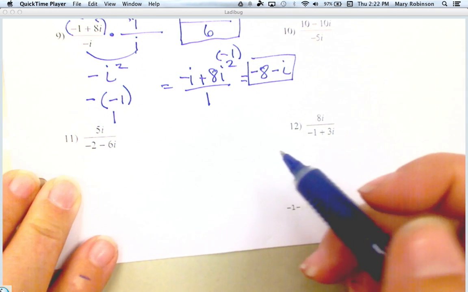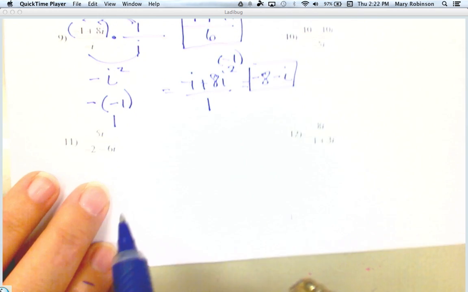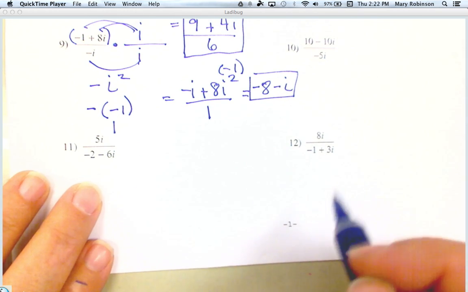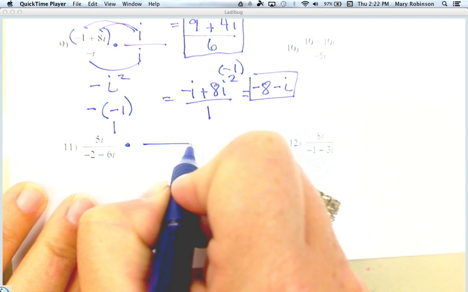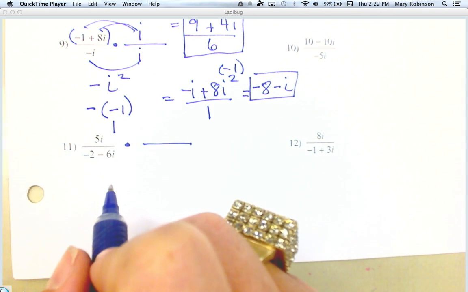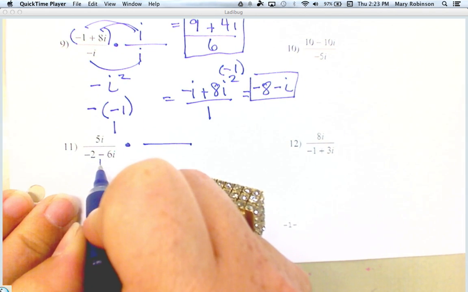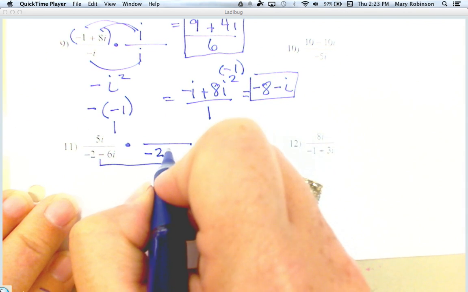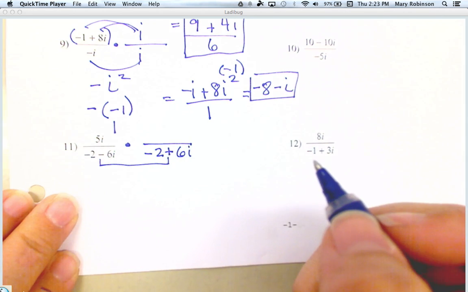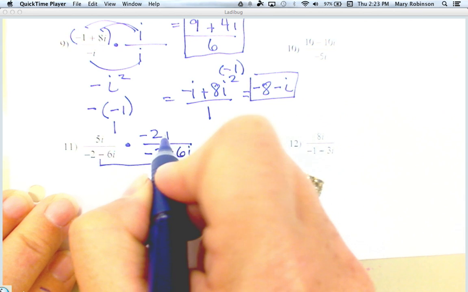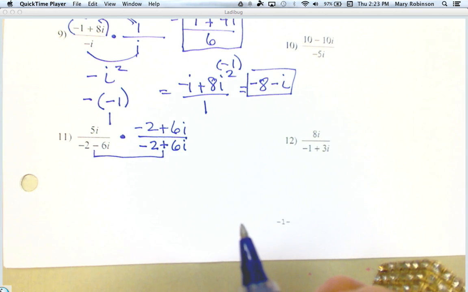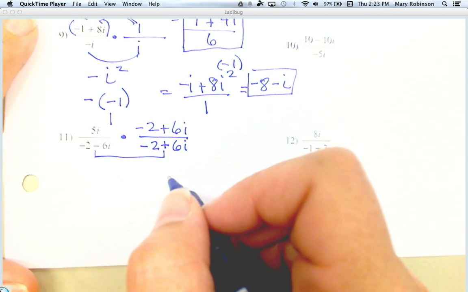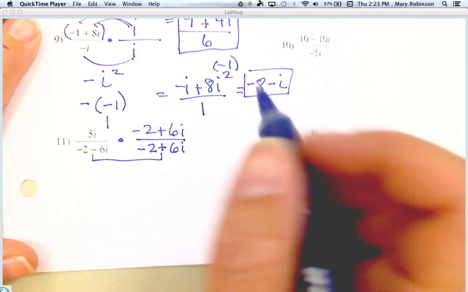All right, and I'm going to do 11 here, and that will conclude the video. Remember to complete 2 through 12 even. We talked about the conjugate of a binomial as well. Remember, the conjugate of a binomial, all we do is change the operation. So it should be negative 2 plus 6i in both the numerator and in the denominator. So again, that still equals 1. Any number divided by itself equals 1.